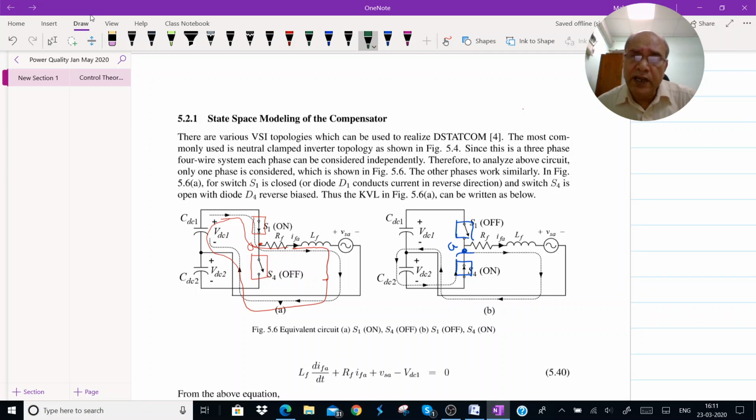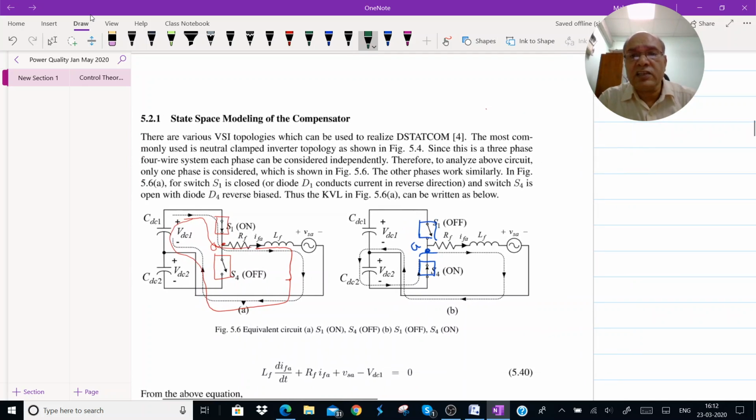The negative point is here. So minus VDC2 comes here. So across points A and N, basically we are applying minus VDC2. It's like this basically. In the first case, we have an RL circuit like this.